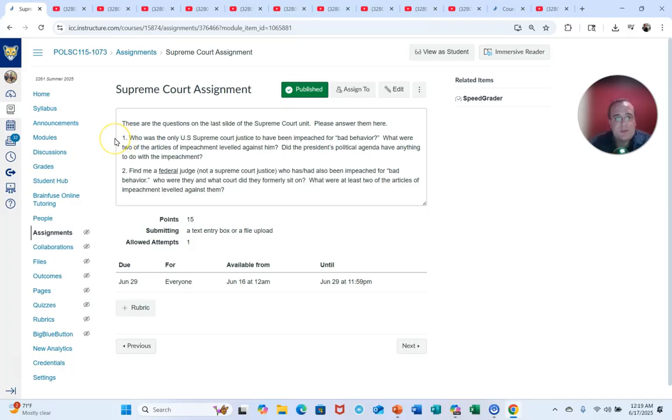So the Supreme Court assignment is due June 29th. Who was the only U.S. Supreme Court justice to have been impeached for bad behavior? What were 2 of the articles of impeachment leveled against him? Did the president's political agenda have anything to do with the impeachment? I'll give you a hint. There was only 1 Supreme Court justice ever to have been impeached. Find me a federal judge, so on the appellate or trial benches of the federal judiciary, who has or had also been impeached for bad behavior. I know most of them by now. I've been doing this assignment long enough.